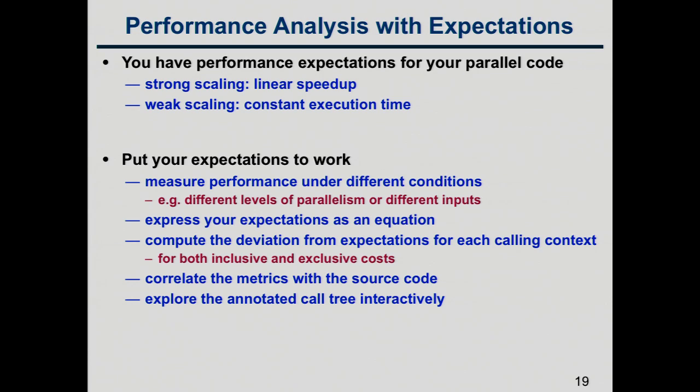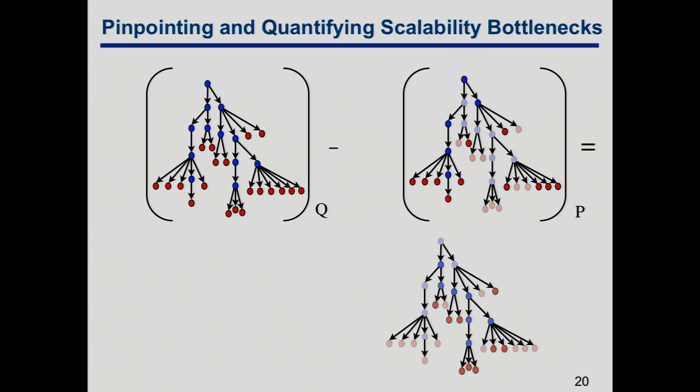You can measure the performance under different conditions, so different levels of parallelism or different inputs. You express these expectations as an equation, and then you compute the deviation from the expectations for each of the calling contexts in the application, for both inclusive and exclusive costs. And then finally, our tool will correlate these metrics with the source code and explore the annotated call tree interactively.